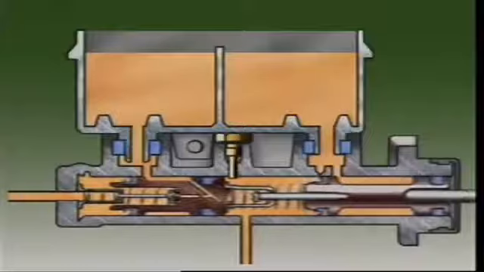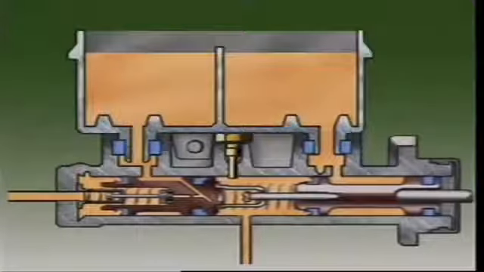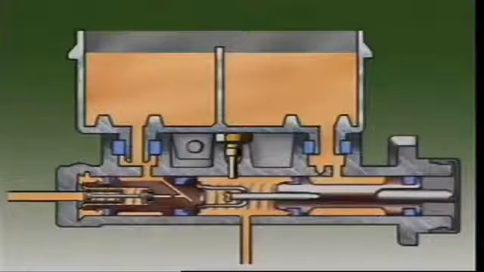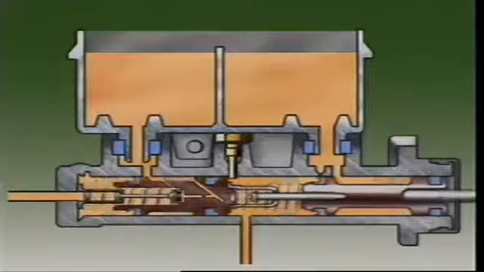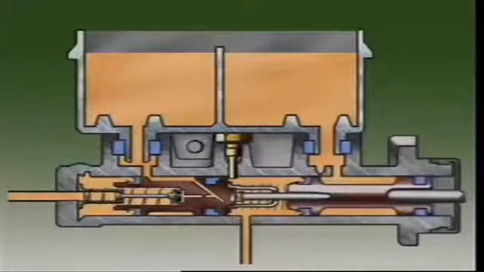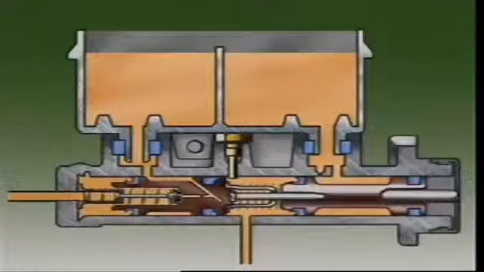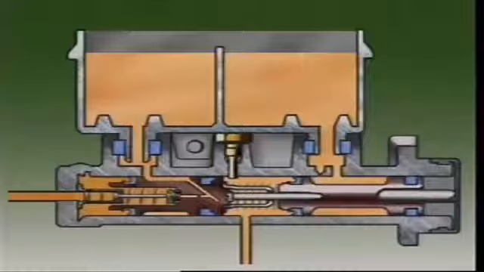If the secondary circuit fails, the secondary piston is forced to the end of the cylinder. When it reaches the end, pressure builds in the primary circuit. If the primary circuit fails, the primary piston contacts the secondary piston and pushes it to operate the secondary circuit.